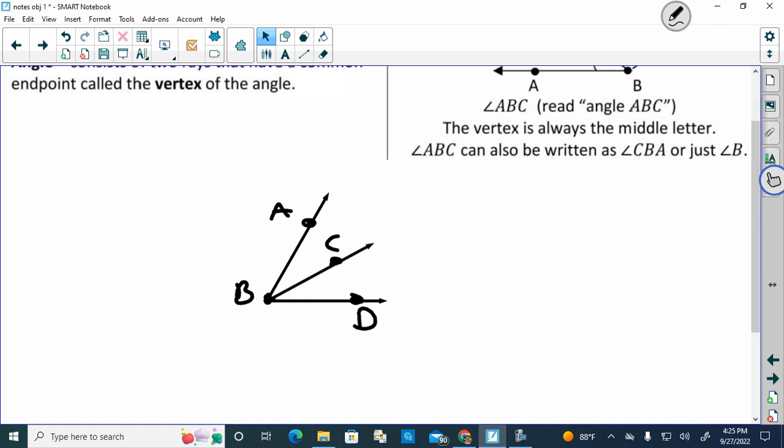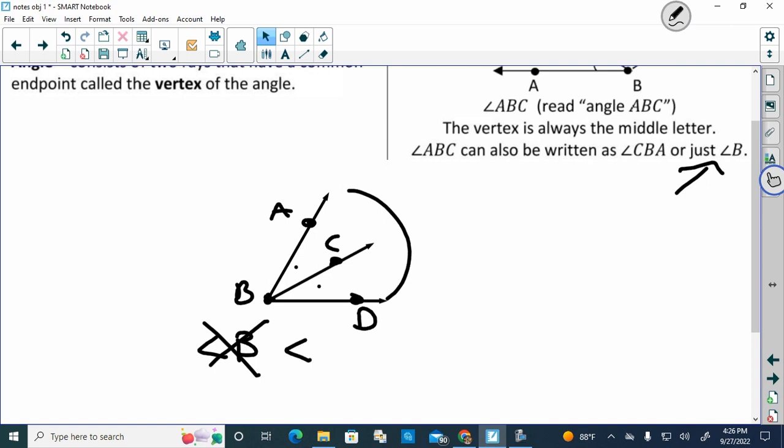So the one that you had up above, I could actually just call angle B because there was only one angle there. This one I could not call angle B, because if I said, look at angle B, you're not going to know which one I'm talking about. Am I talking about this one? Am I talking about this one? Or am I talking about the big angle on the outside? So anytime there's more than one angle, you cannot list it as just the vertex. You have to list it with the three letters.